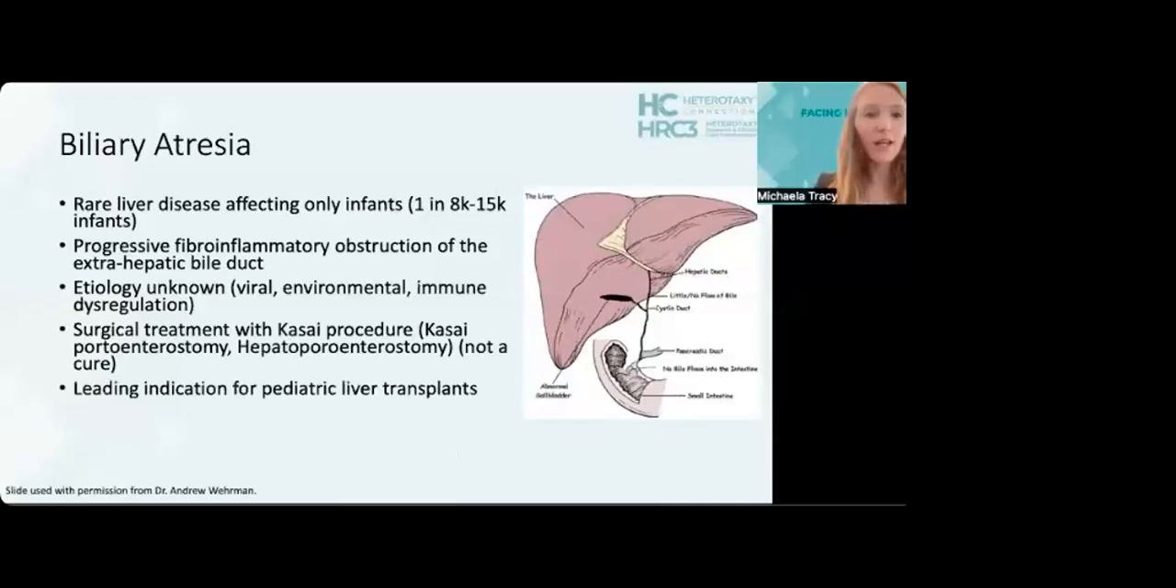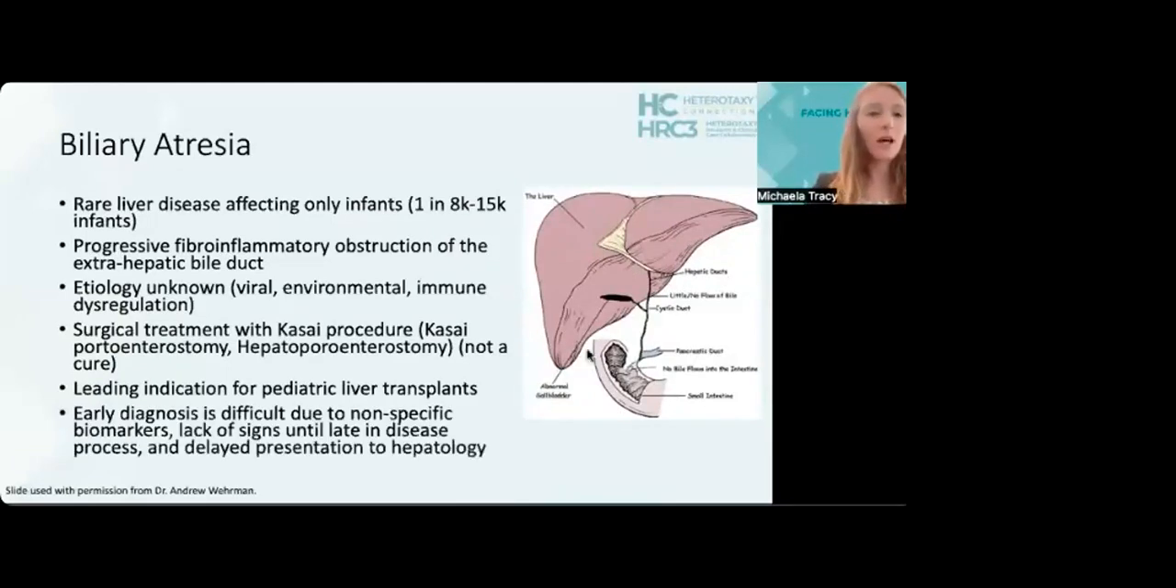age of 2. And actually, biliary atresia is now the leading indication of pediatric liver transplants in the United States. Early surgery is really important because it's been shown to improve transplant-free survival. But unfortunately, early diagnosis is very challenging due to non-specific biomarkers, lack of clinical signs until very late in the disease, and also delayed presentation to hepatology.